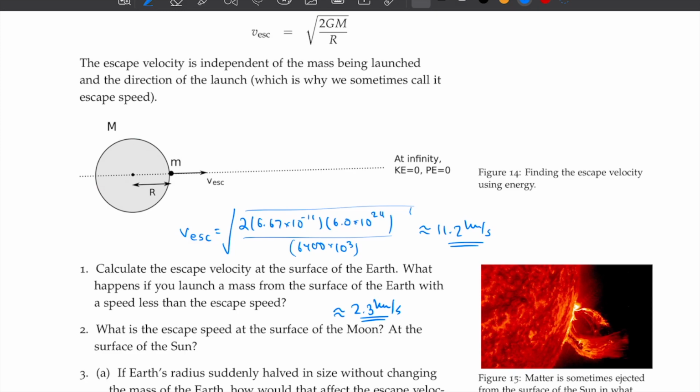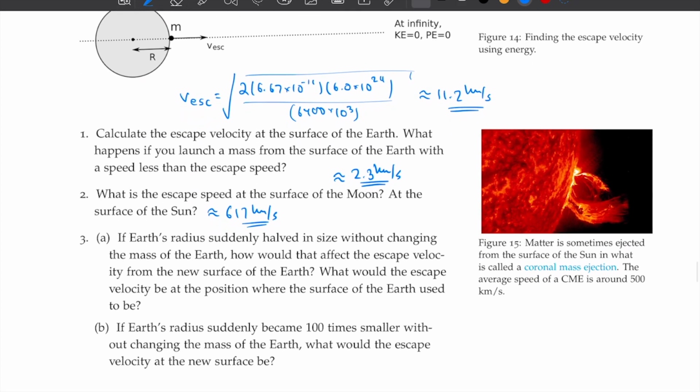And then what about the Sun? Well, we would expect that to be higher. The Sun is much more massive. So plug in the values for the Sun. You can look them up online: the mass of the Sun, the radius of the Sun. You get something like 617 kilometers per second.